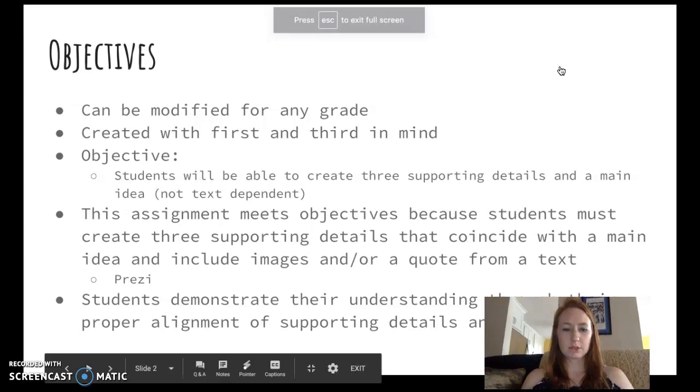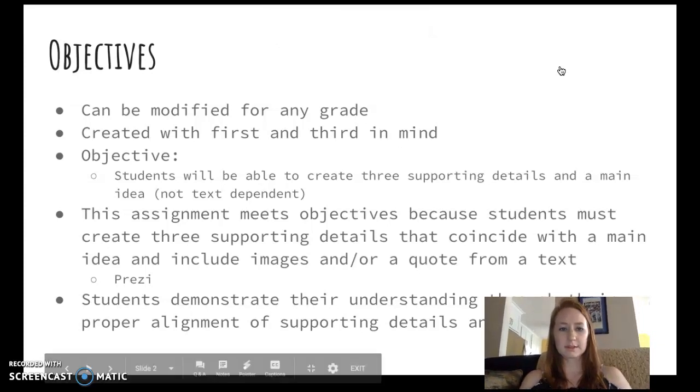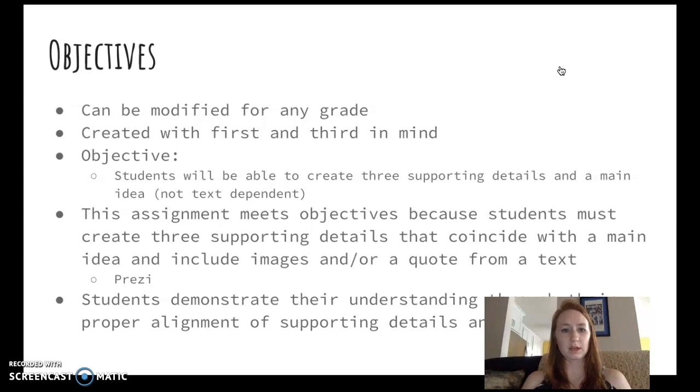So, my objectives for this assignment is that it can be modified for any grade. I created it with both first and third grade in mind because I've taught both of those. The overall objective is that students will be able to create 3 supporting details and a main idea. This does not need to be text dependent, but you can make it based on a text.